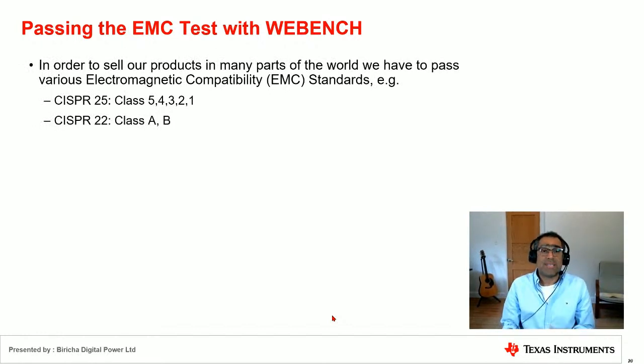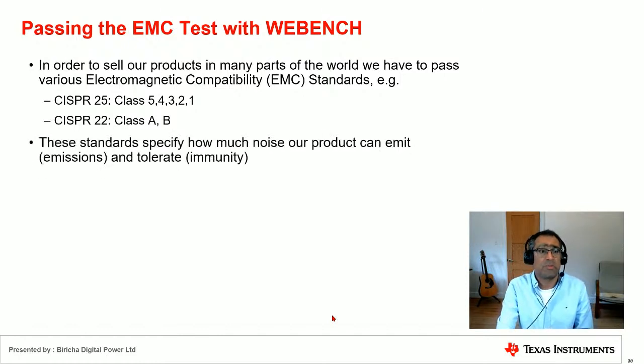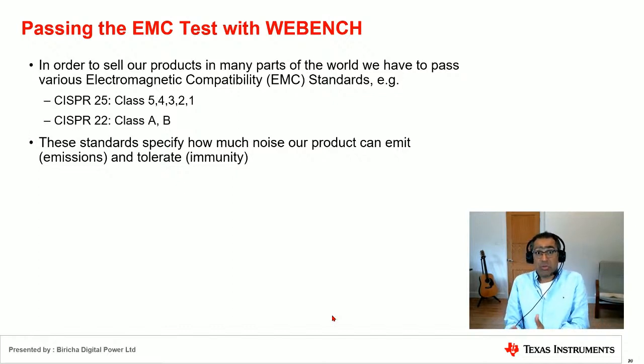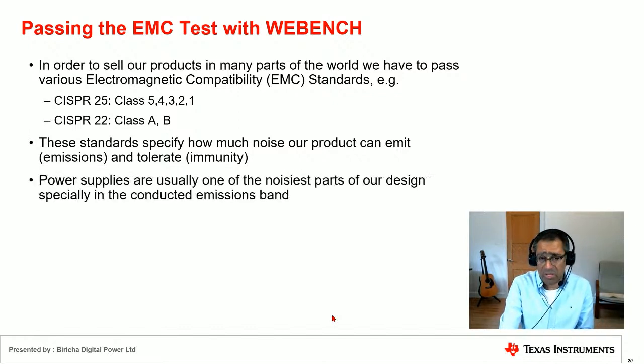Now, in order to sell our product in many parts of the world, we have to pass the EMC standards. There are different standards, CISPR 25, Class 5, Class 4, and these are all defined with big documents and tell you what you need to do. The standards specify how much noise a product can emit, emissions, and also how much they have to tolerate before they're passed and before you can sell your product.